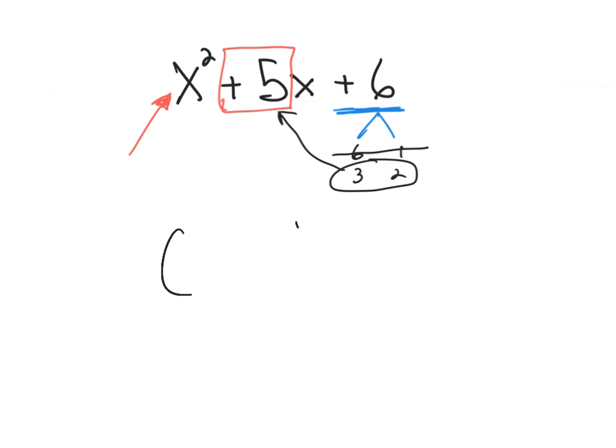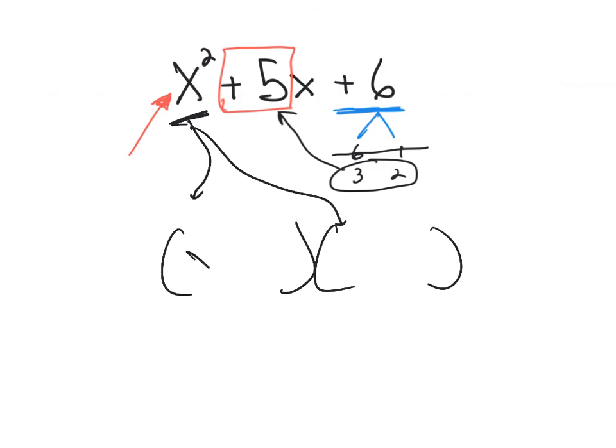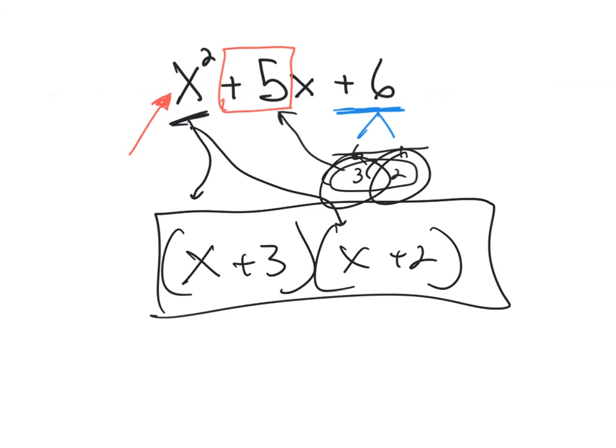So then the shortcut is take the x squared and split it. So you put x and x. There's a positive 3 in one parenthesis. There's a positive 2 in the other parenthesis. It doesn't matter what order you put them in. You got it. Okay? That's the stuff we're going to be reviewing next.